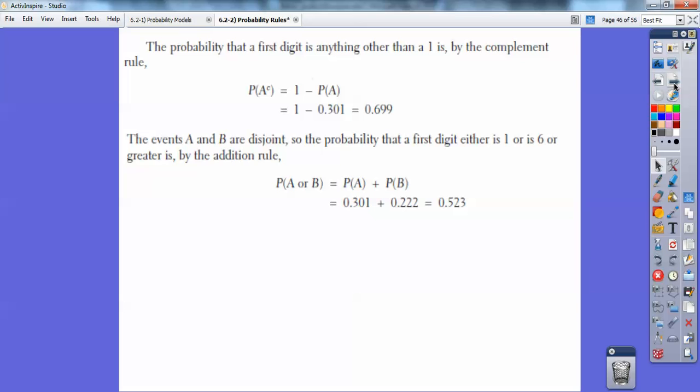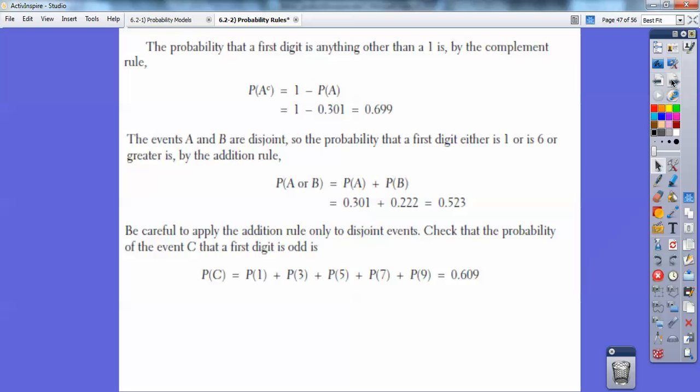Okay, so events A and B are disjoint events. So the probability that the first digit is either a 1 or is 6 or greater, you can use your addition rule. Remember we got this by adding all those 6 or greater, and here's the probability that event A is a 1, so you get about 52.3%.